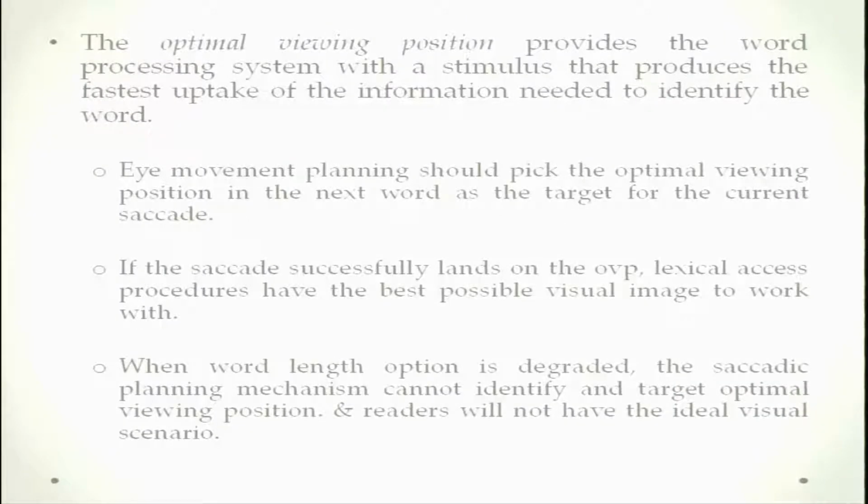Now, when word length information is degraded, when you don't really know how long the word is, the saccadic planning mechanism will not really be able to plan and identify the target optimal viewing position, and that will lead to the readers having problems, and the reading will be slowed down. So this is about eye movement planning.